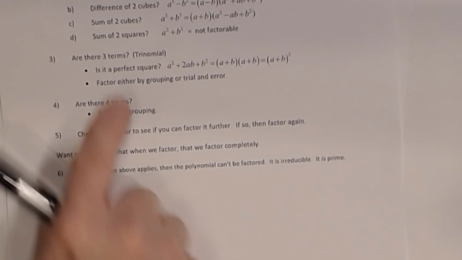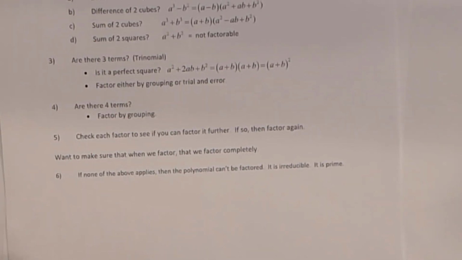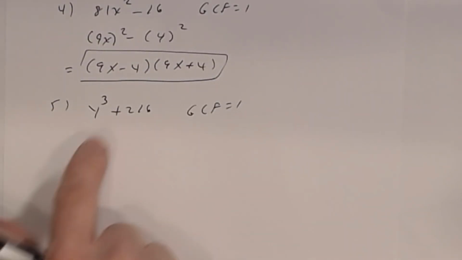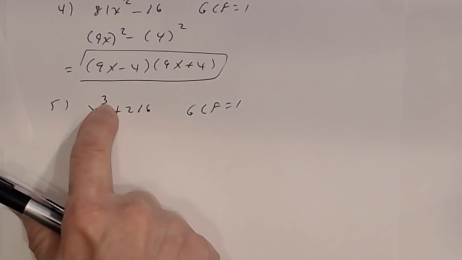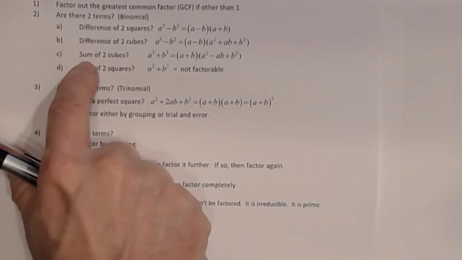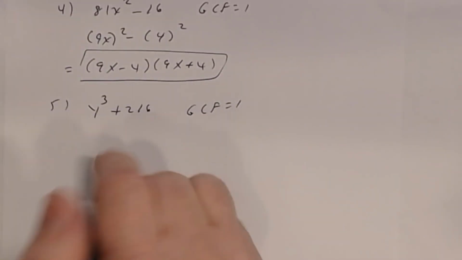Then you ask yourself, how many terms are there? Well, there are 2 terms. So notice, there's a sum and a cube. So you want to ask yourself, well, is it the sum of 2 cubes? And there's a formula. So is it a sum of 2 cubes?